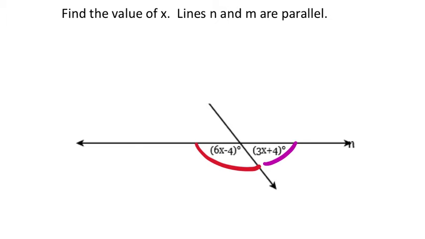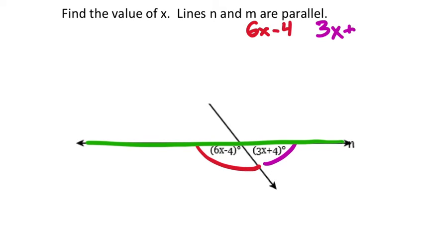But what I do notice is that these two angles make up this line N right here, which means that if I were to take these two angles, so I got 6x minus 4 in red, and then the 3x plus 4 in purple, and add them together, I should get that straight line N, which is 180 degrees. Straight lines always have a measurement of 180 degrees. Well, this just gives me an equation to solve, you guys. Right here, boom, just solve the equation.